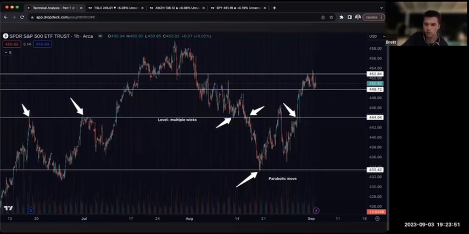Okay, so psychological levels, multiple wicks. That's all I'm looking for here. You guys can see it. You can see wick one, you can see wick two, you can see wick three.